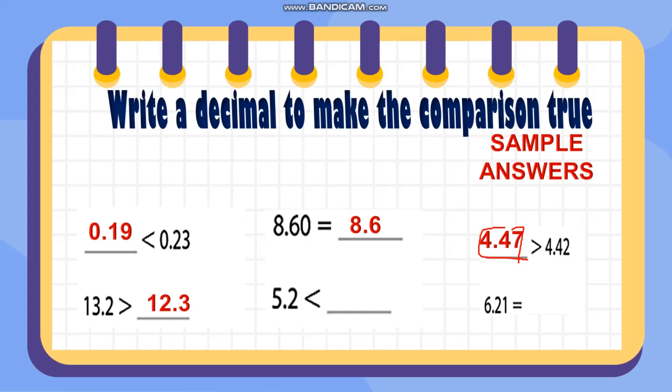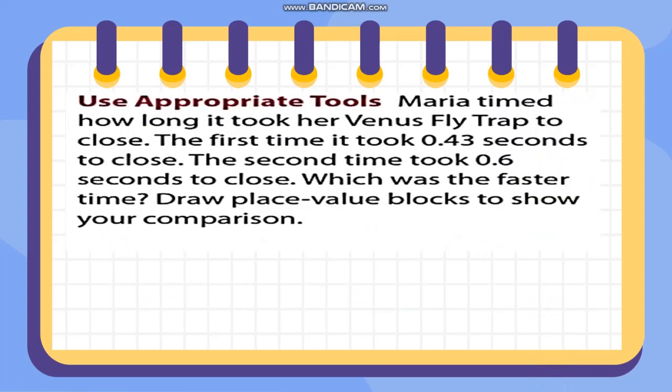Here we have 5.2 is less than any number. So it means you need to look for the greater number. Okay? So the greater number is 5.21. So that is only a sample answer. We have a lot of answers here. Okay, 6.21 equals 6.21.